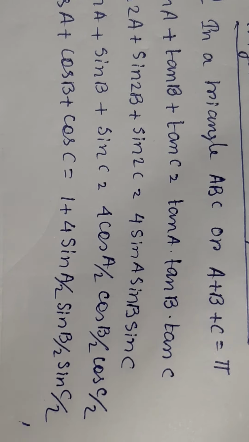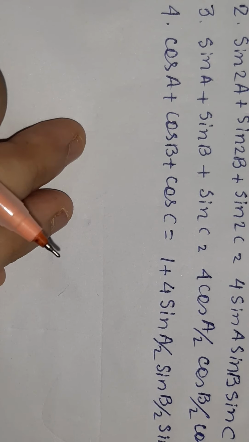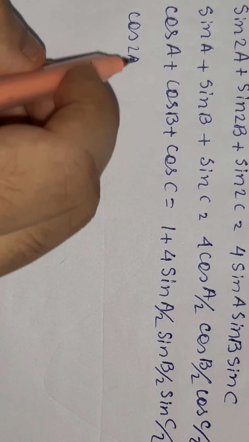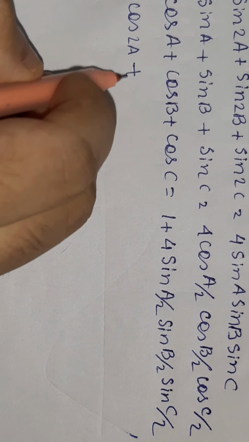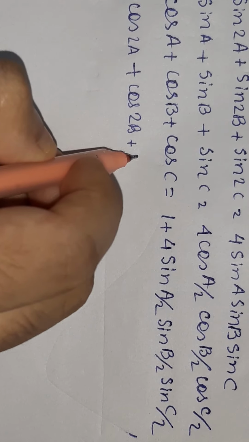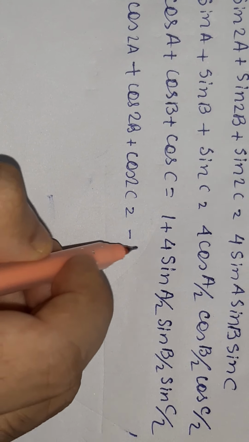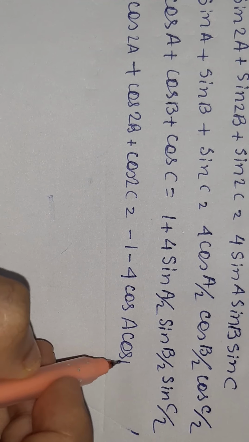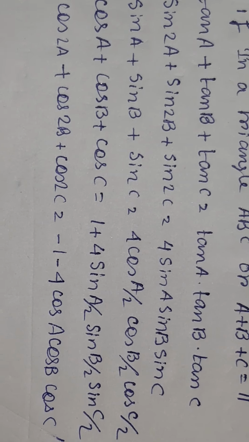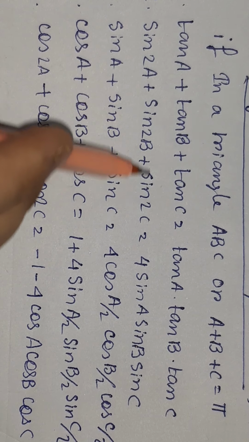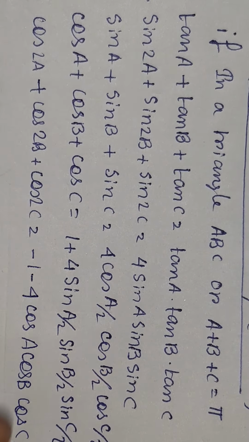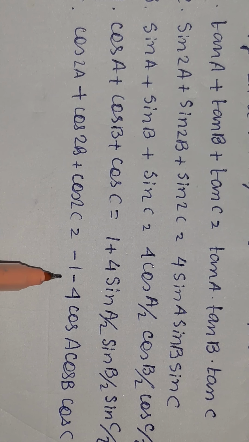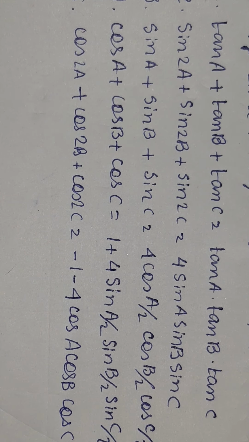Okay, so two more identities. For sin 2A we also have cos 2A, like cos 2A plus cos 2B plus cos 2C is equal to minus 1 minus 4 cos A cos B cos C. So we just see that sin 2A plus sin 2B plus sin 2C is equal to 4 sin A sin B sin C, and for cos 2A plus cos 2B plus cos 2C we have to add minus 1 and then minus 4 into cos A cos B cos C.